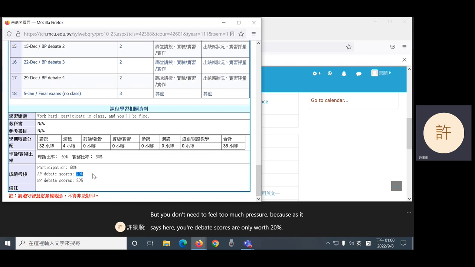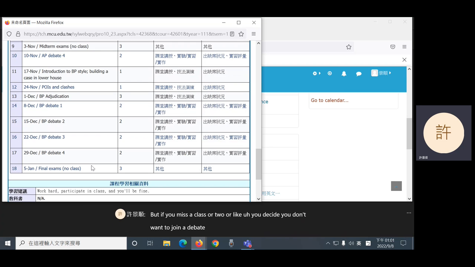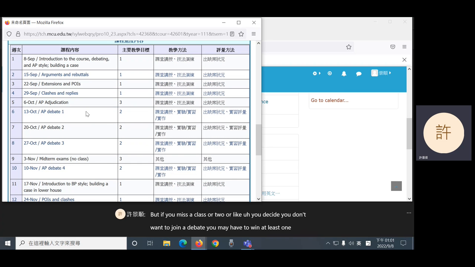The biggest proportion of your grade will be participation, 60%. So as long as you come to class and you join the debates, you should pass. So no pressure there. But if you miss a class or two, or you decide you don't want to join a debate, you may have to win at least one debate in order to pass.